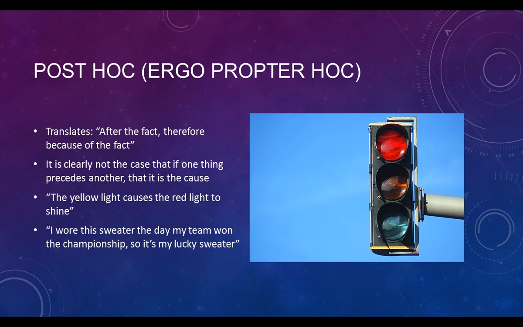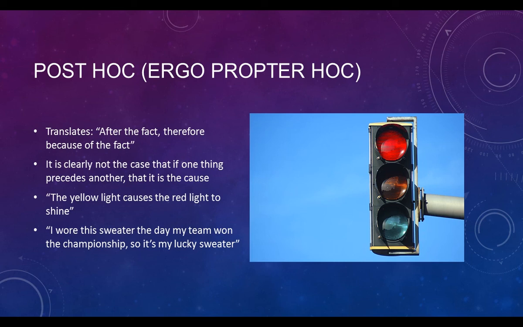The light turning yellow did not cause the light to turn red. It's some mechanism in the thing that caused both of those things. Just something preceding another thing isn't enough to conclude that the first thing was the cause of the second thing. Okay, so the yellow light caused the red light to shine. I wore this sweater the day my team won the championship, so it's my lucky sweater.